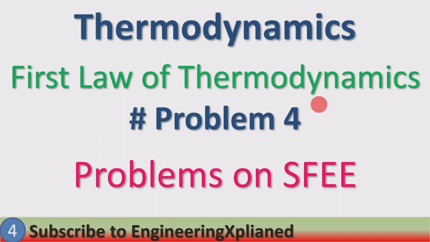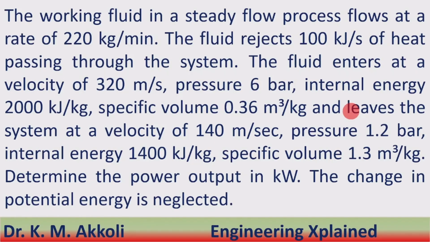In this session, I am going to take Thermodynamics, first law of Thermodynamics, problem 4, which is a problem on steady flow energy equation, SFE. The problem is that the working fluid in a steady flow process flows at a rate of 220 kg per minute. The fluid rejects 100 kJ per second of heat passing through the system.